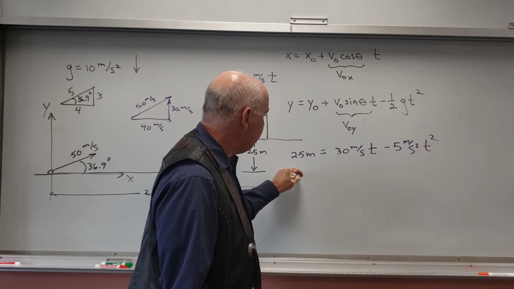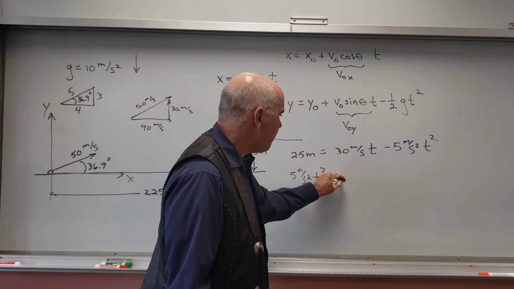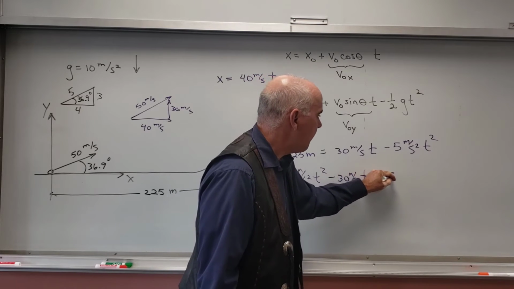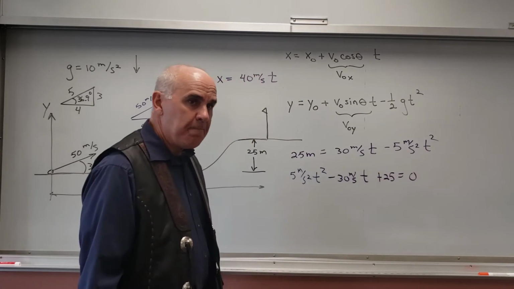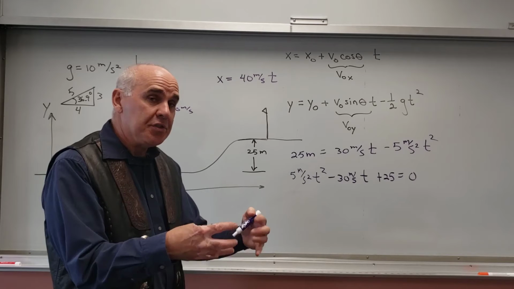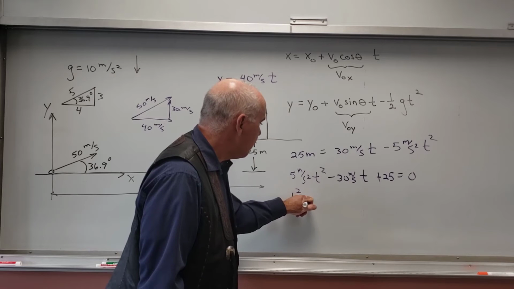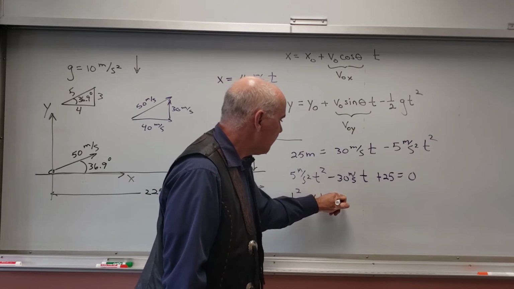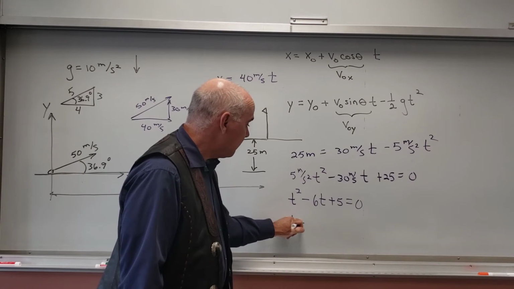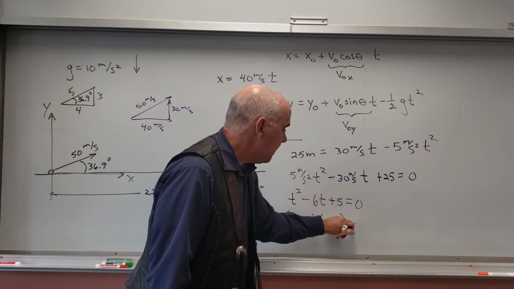So I'm going to have 5 meters per second squared t squared minus 30 meters per second t plus 25 equals 0, right? And so if I, heaven forbid I do this, I'm going to ignore the units for a second, and I'm going to divide everything by 5, and I'm going to get t squared minus 6t plus 5 equals 0. And the solution to this quadratic is t minus 5 times t minus 1 equals 0.